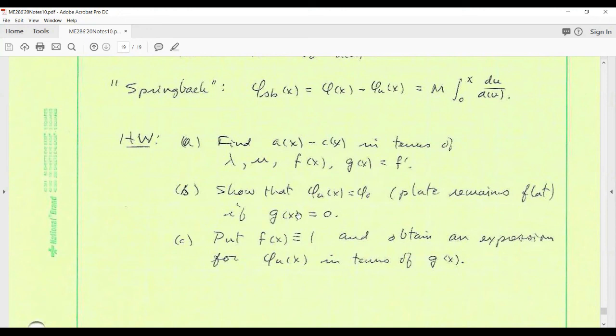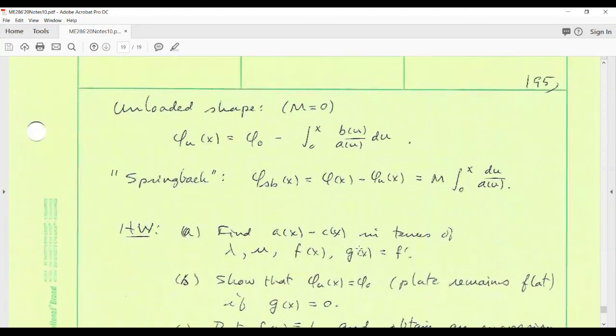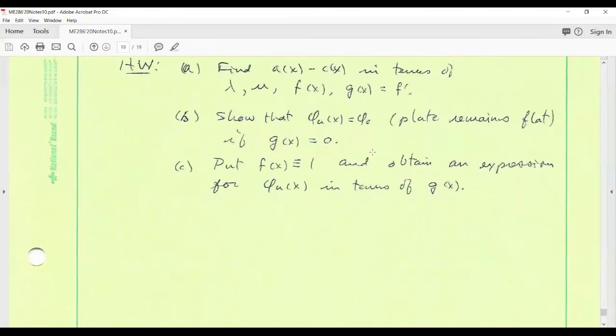And just to simplify the calculation, I'm asking you to set f of x identically equal to 1, and just have a non-zero f prime, non-zero g of x. This will greatly simplify all those formulas that we've just been going through. And then I'd like you to figure out, for a given g of x here, what would this unloaded shape look like in that case? Right. Okay, and that's it.